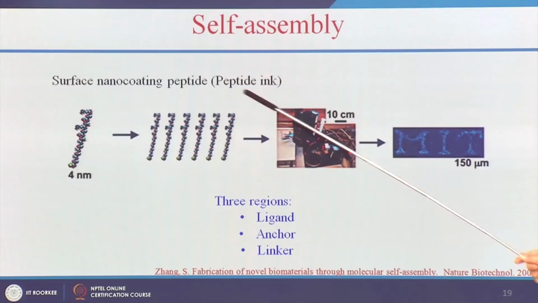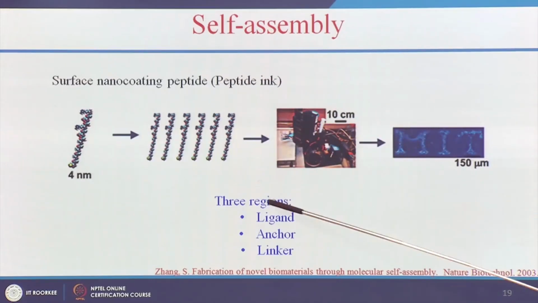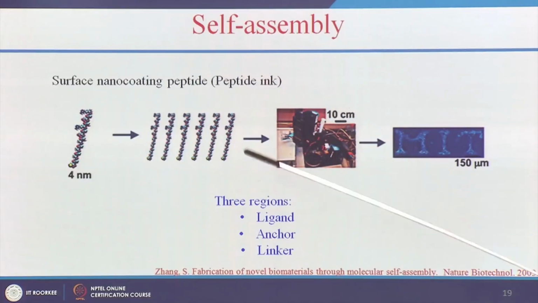So let us move on to the other application, that is peptide ink. So we can use peptides as an ink for writing any arbitrary structures, and when you add the cells, it will grow in that particular structure. So this peptide ink consists of 3 important regions: one is ligand, the next one is anchor, and the third one is linker.